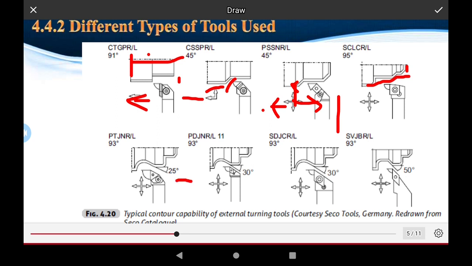This is the 25 degrees of tool movement and the 30 degrees of swipe, with clearance angles.